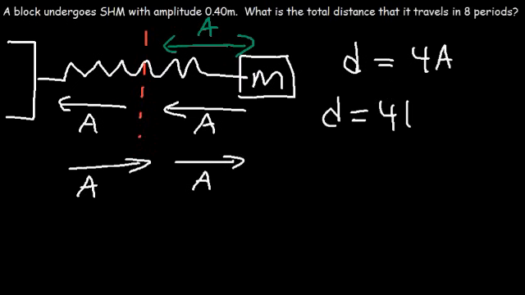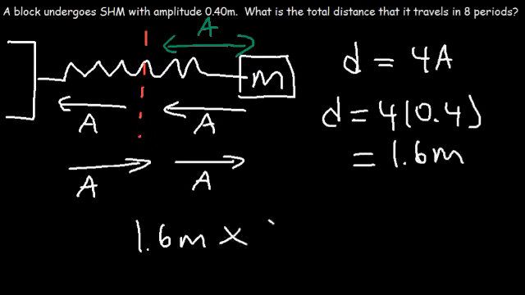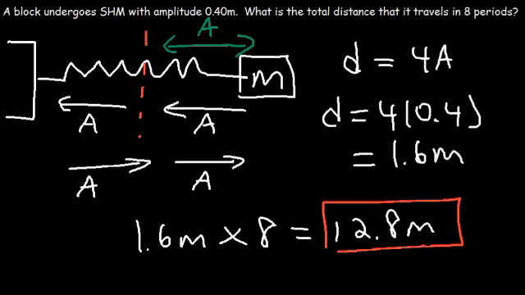So as you can see, the distance that it travels in 1 cycle or 1 period is 4 times A. So 4 times 0.4 is 1.6 meters. So in 1 period, it's going to travel a distance of 1.6 meters. In 8 periods, it's going to be 1.6 times 8, which is about 12.8 meters. So that's the total distance that the block will travel in 8 periods.